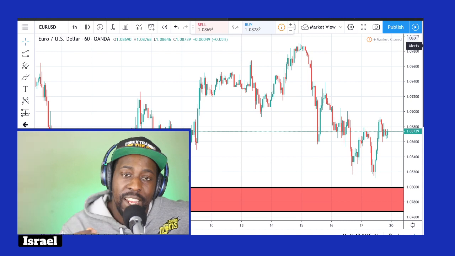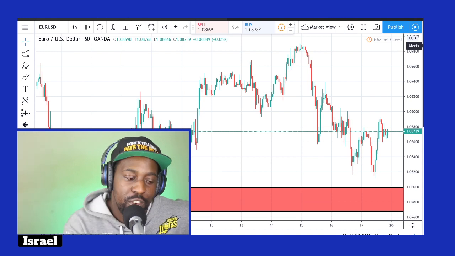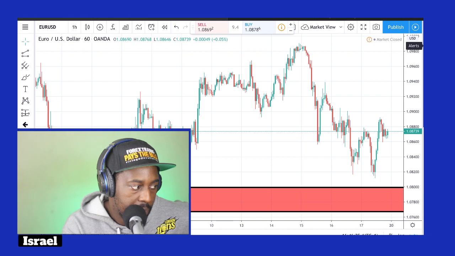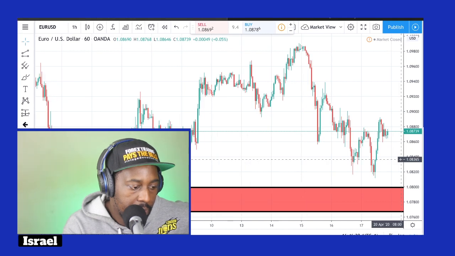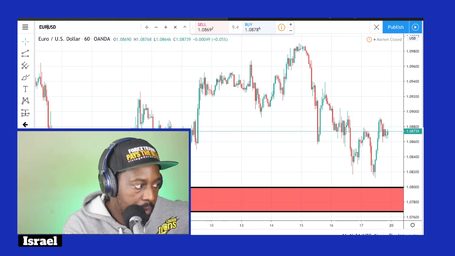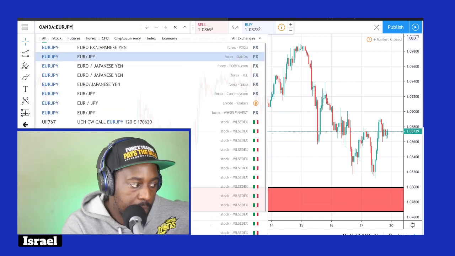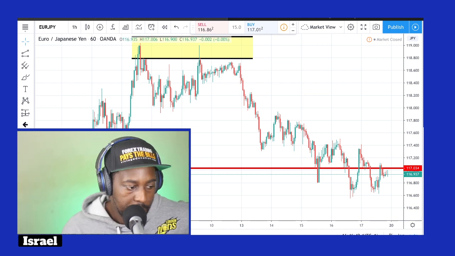This is the euro dollar. Let's go to another currency as well. Let's see. Okay, let's look here. Let's look at the pound, the euro yen. Okay. Now this was an interesting one. This is the 1 hour view.